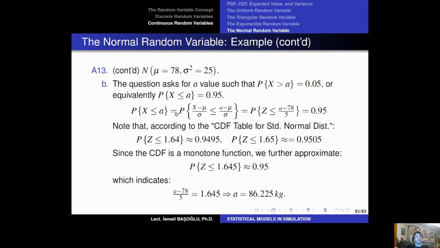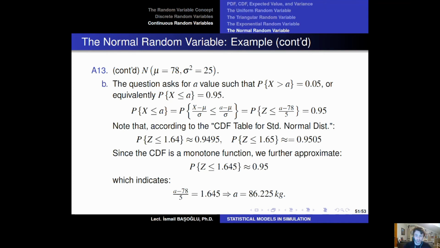So again, we are going to use the standardization procedure to convert this probability statement to a probability statement that is related to a standard normal random variable. So both parts of this inequality are going to be subject to the standardization. The left-hand side will become a standard normal random variable, and the right-hand side will become the unknown A value minus 78 divided by 5. And that probability is going to be 0.95.